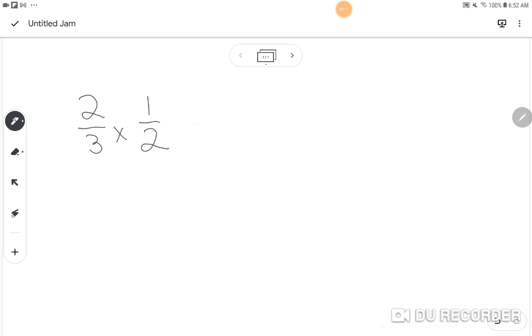Now, like I was saying in class yesterday, there is a super key word that you need to know that triggers multiplication, and that's the word of. Because when you're dealing with fractions, what you're doing is you're taking a part of a part of another part. Because remember, each of these is a part of a whole.